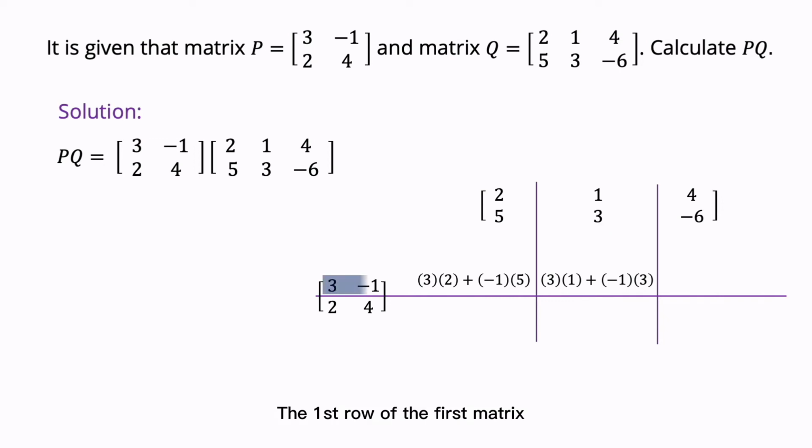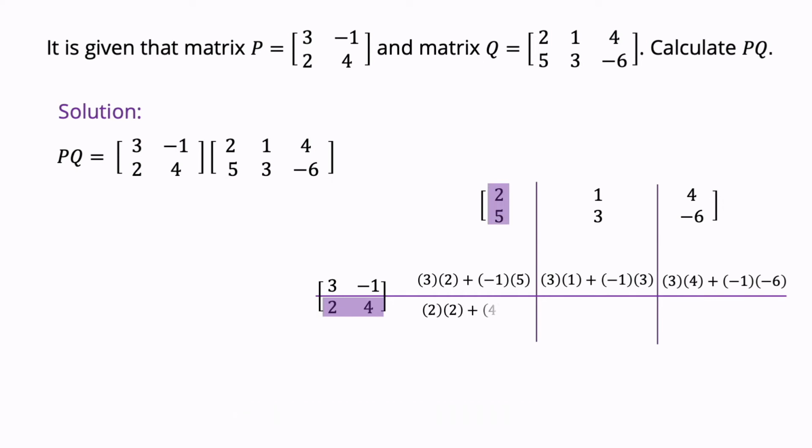The first row of the first matrix and the third column of the second matrix. 3 times 4 plus minus 1 times minus 6. The result is placed in position A13. Now for the second row of the first matrix and the first column of the second matrix. 2 times 2 plus 4 times 5. The result is placed in the position A21.